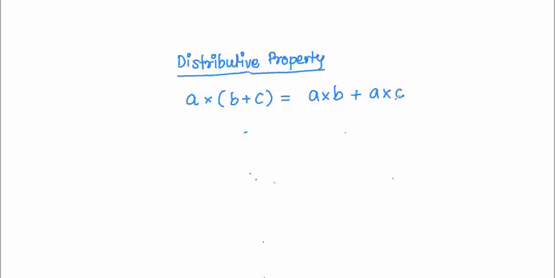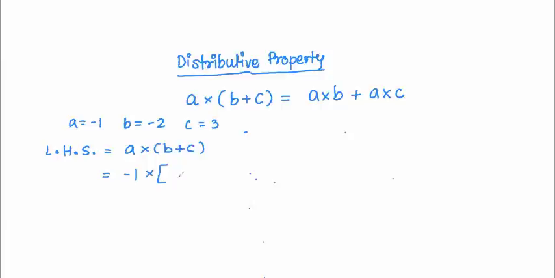Now let's see if this applies to the integers. So let's take integers. A is equal to -1, B is equal to -2, and C is equal to 3. And let's see if this is true. Now let's solve the left hand side first. So LHS is equal to A multiplied by B plus C. Now replace the values. A is -1 multiplied by B, B is -2 plus 3, C is plus 3. That gives me -1 as it is.